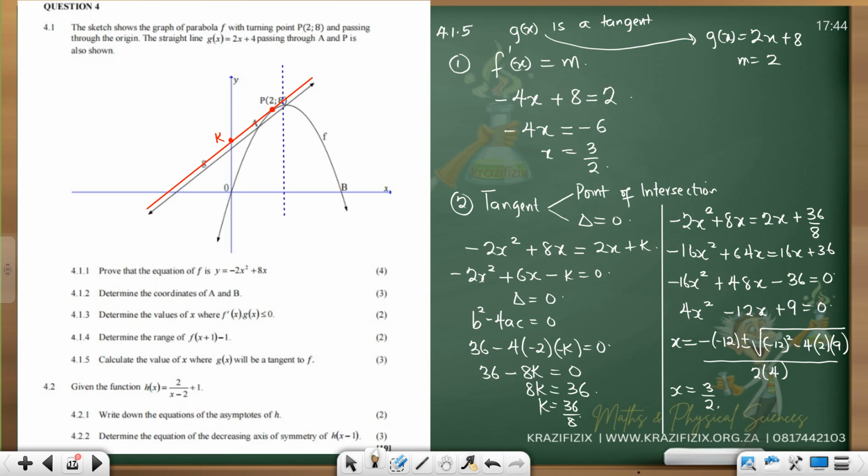Can you see it's quite longer? But it's good for you to understand it and understand why I brought in that k. And those 2 points, point of intersection for tangent and the discriminant also equals 0. Because at that point, we're saying the roots are equal. Very, very good. Are we okay there, guys?